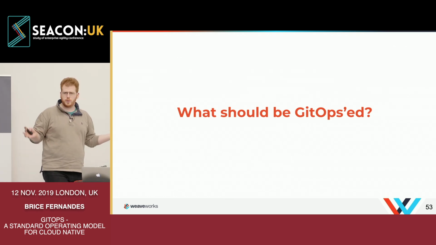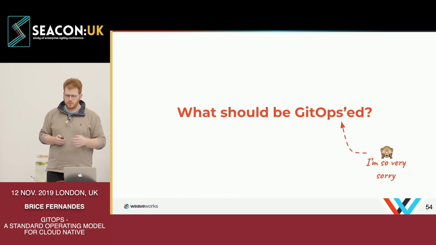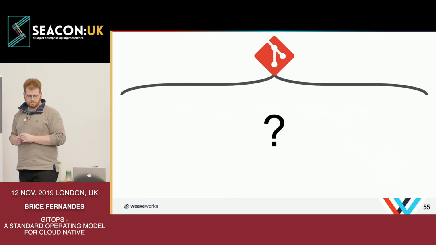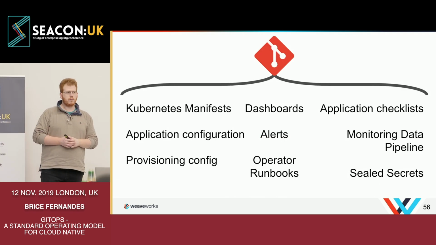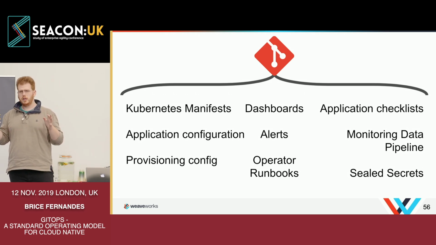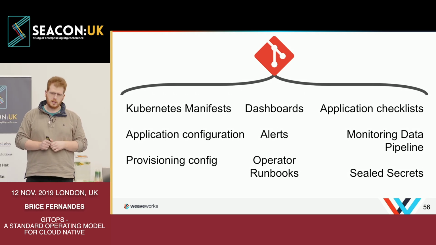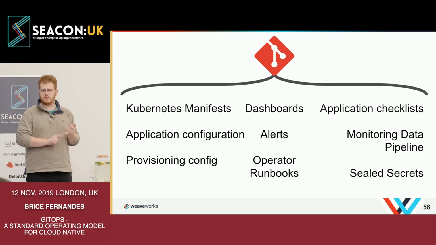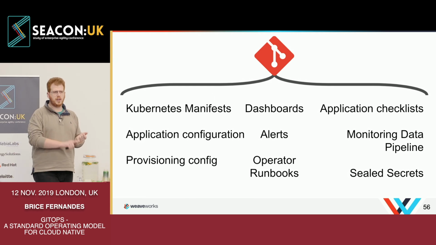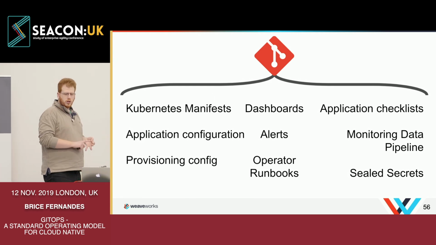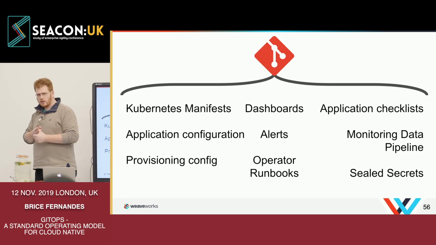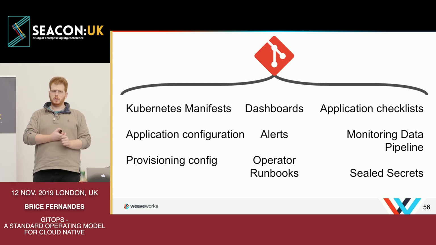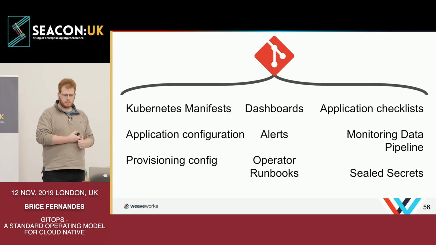So what should we actually bring into this approach, right? What should be GitOps? So everything to do with your applications, right? Everything that runs in your application. Everything that runs in your configuration of your servers, but also your process documentation. Things like your dashboards, your alerts, the pipeline for your monitoring data. Your secrets should be versioned. You should be able to roll back secrets.